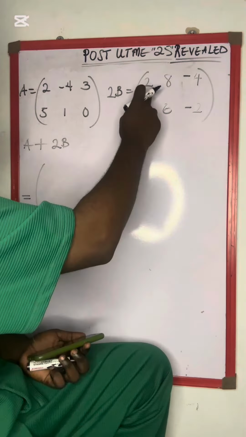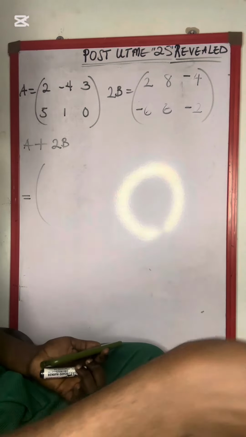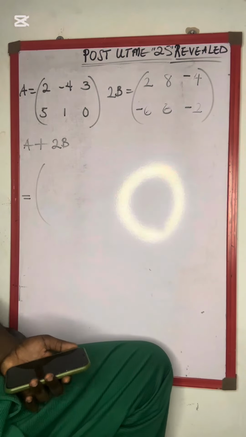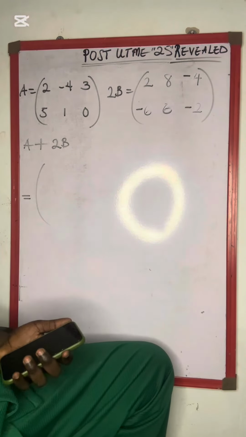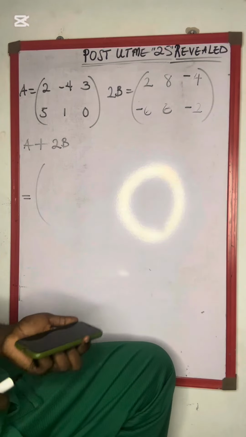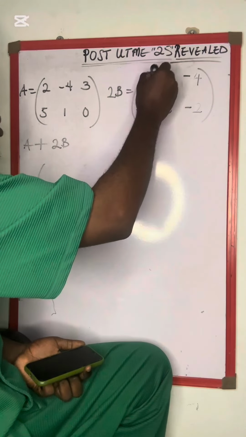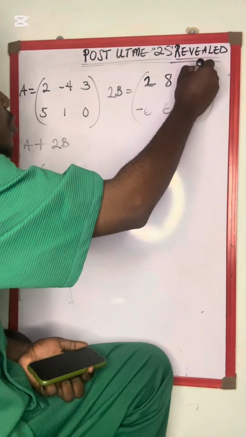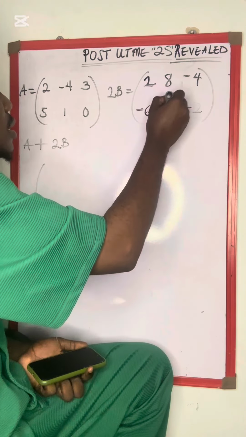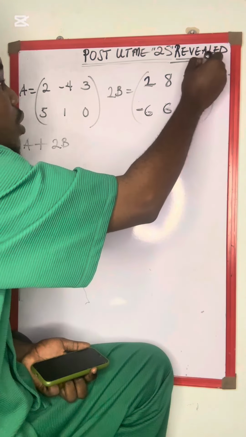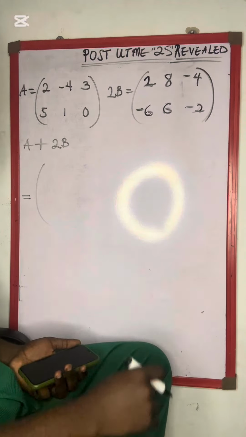So 2B becomes 2, 8, minus 4, minus 6, 6, and minus 2. If you're wondering how, I just used 2 to multiply the initial matrix of B. So we have 2, 8, minus 4, and negative 6, 6, and negative 2. Now we can do our addition seamlessly.